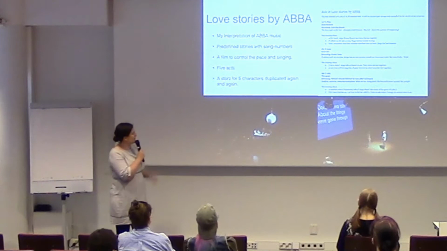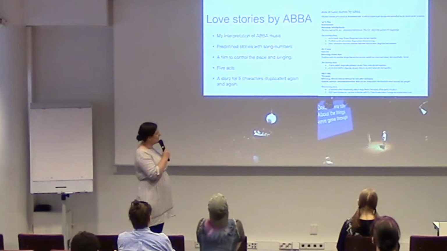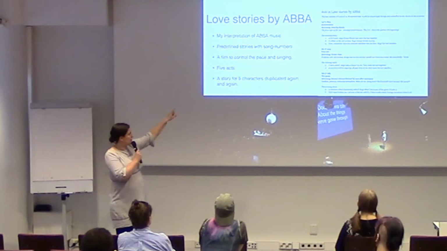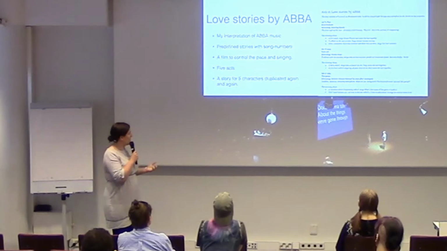So it's very much like, in Act 1, A and D should meet. They're going to sing this song, and they're going to leave the bar together. So you're going to flirt with each other. And everyone gets this before the LARP. And of course, I designed this to match the songs, the ABBA songs.